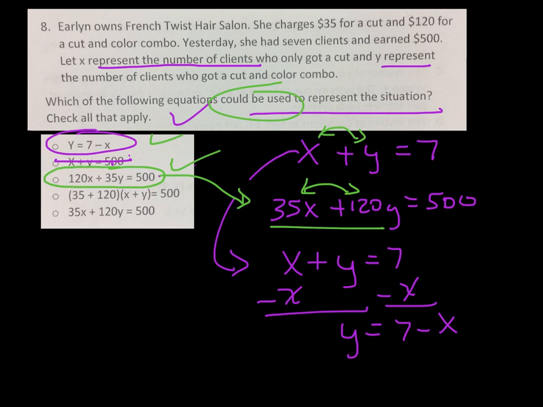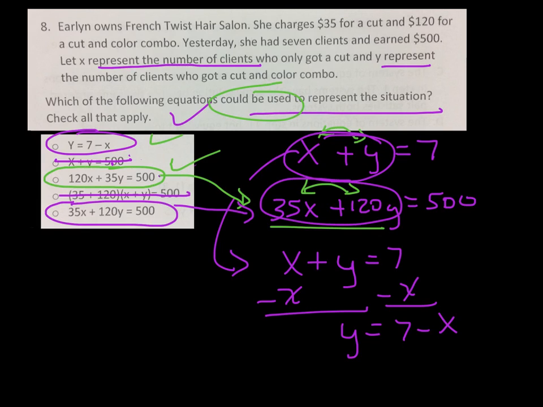Let's check these other ones. On this one here, 35 plus 120 times x plus y. When you distribute that, you can't really combine both of those equations. You can't multiply this one times this one. So that's not an answer. And then the very last one has 35x plus 120y equals 500. It's exactly like this equation. So yeah, that is one of the answers. I know I wrote all over this, but those are our three possible answers.